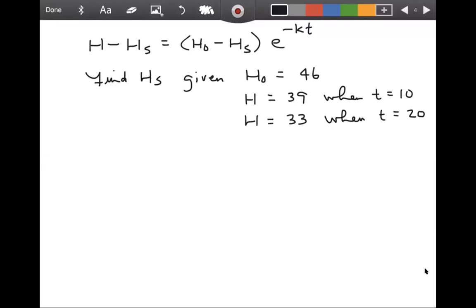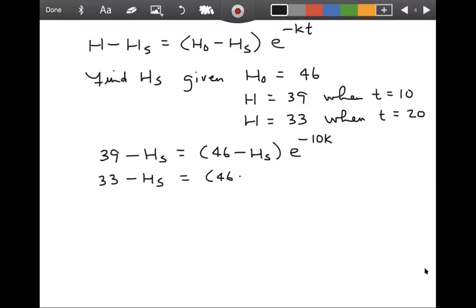All right, so here we go. Filling in these numbers, starting with 39 when t equals 10, we have 39 minus H sub s equals 46 minus H sub s times e to the negative 10k. And then H equals 33 when t equals 20 gives us 33 minus H sub s equals 46 minus H sub s times e to the negative 20k. All right, so now basically we just have to do some fancy algebra and solve this system of equations for H sub s.